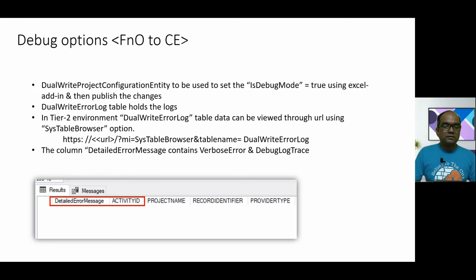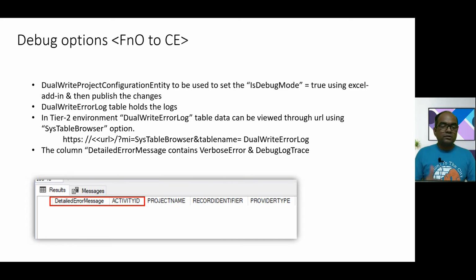As mentioned in the presentation slide or snapshot, I have highlighted two columns. In my environment, there were no errors, which is the reason you could see there is no data in the table called dual write error log. But in your case, you might have data. The point to be highlighted about these two columns is, first, the detailed error message, which will give you detailed information about the error for that particular map, and second, the activity ID. The activity ID is the ID you can use for more telemetry assessment in LCS.